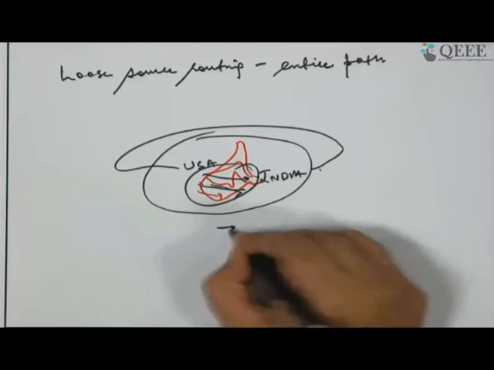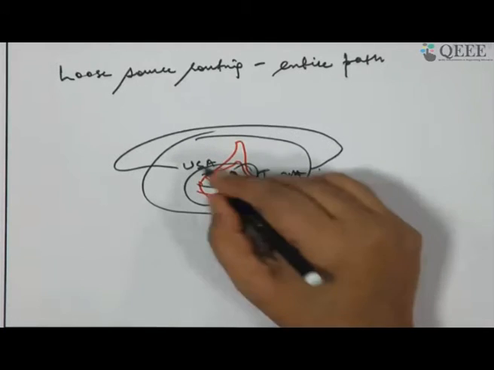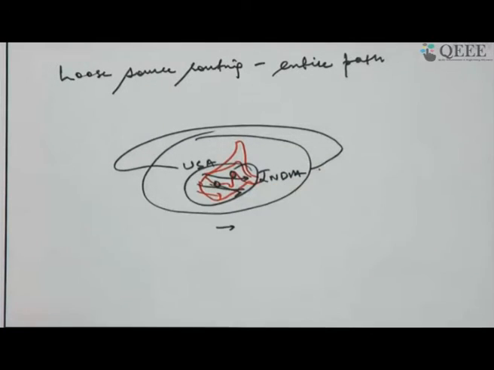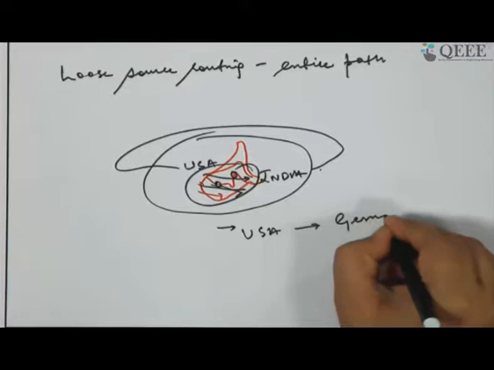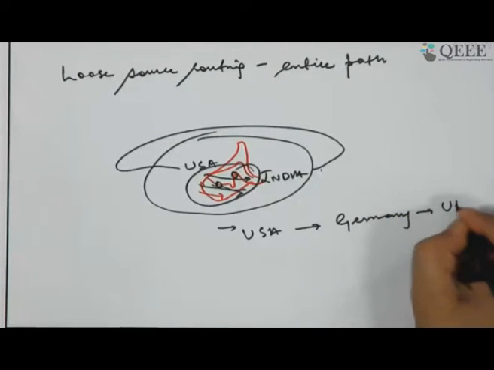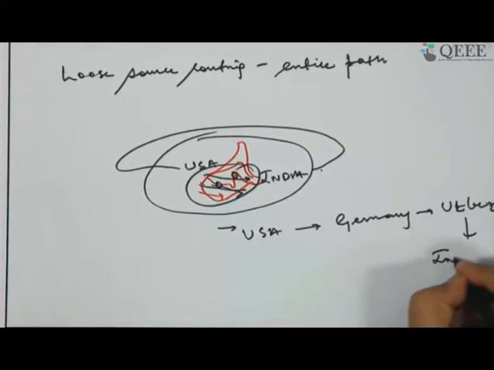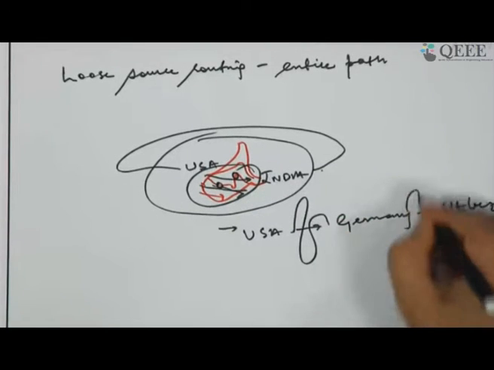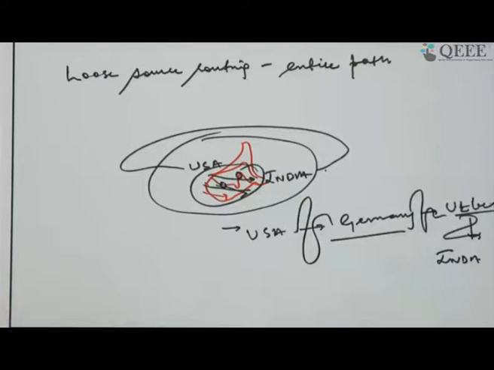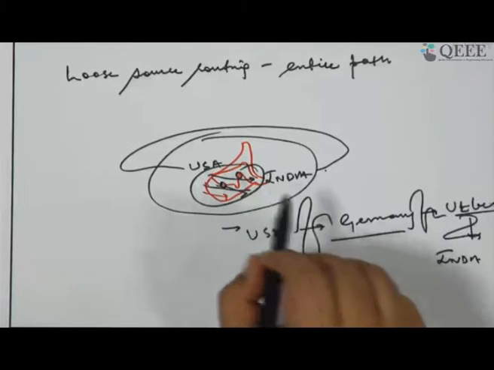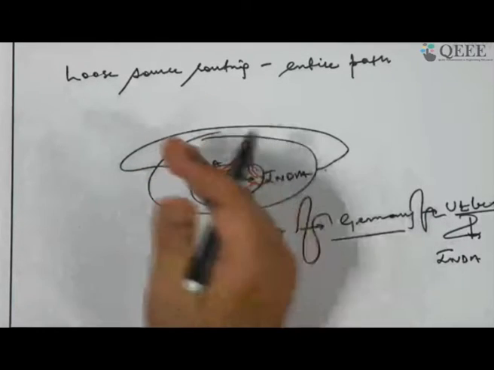And how can you ensure? You can ensure by specifying one or two routers in between. You can specify that it should go from USA to Germany, to Uzbekistan, Uzbekistan to India. So in between it can go anyway, but as soon as you have mentioned Germany and Uzbekistan, then it has to go with all probability from right to left. It cannot go the other way around.